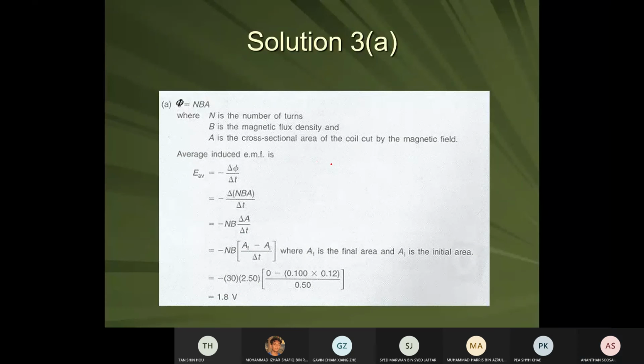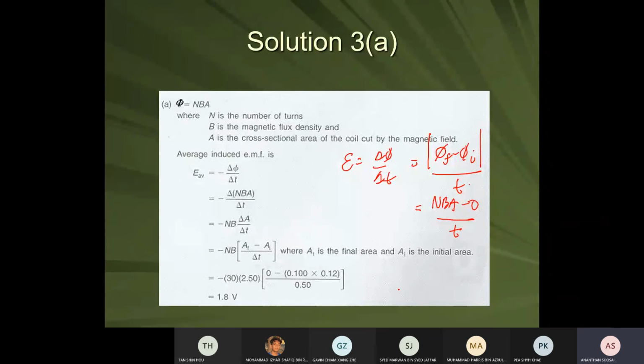But as I said, in your A level exam, they are going to write it like this. EMF is just flux over time. They will definitely put final flux minus initial flux, but they take it as a modulus over the time. So you don't need to put modulus. You just take the flux change as positive always. So I put NBA minus 0 to make it positive over time. You will get 1.8 volt also. This is what the Cambridge working will be.